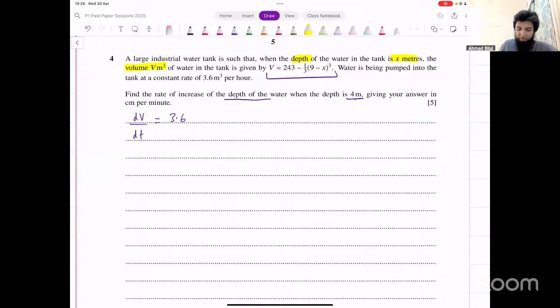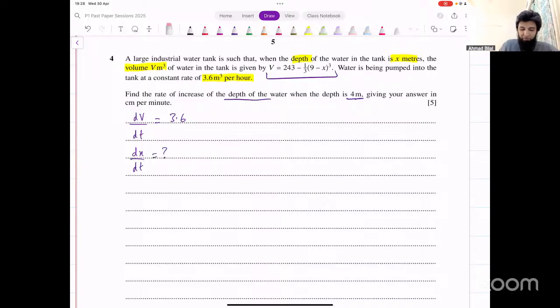Volume is represented by V, and we have time. Time is being measured in hours. Okay, so dV over dt is given, and what we have to find out is dx over dt. That's what we're looking for.